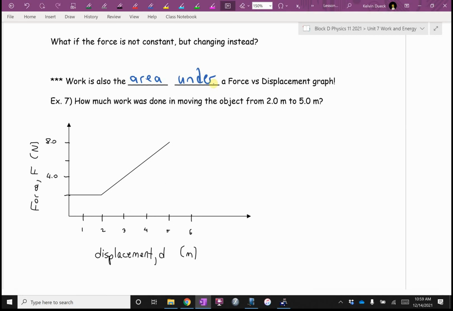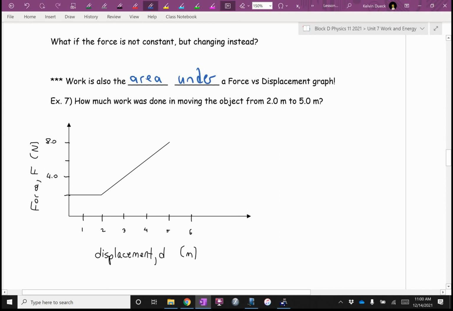Raj, what's example 7 asking me to find? Keep reading. From 2 to 5. Okay. What does it want me to find? Don't write this down, but look up. Why can't I go like this? Because how big is the force at the beginning versus how big is the force at the end? The force is changing. So I can't go force times distance.